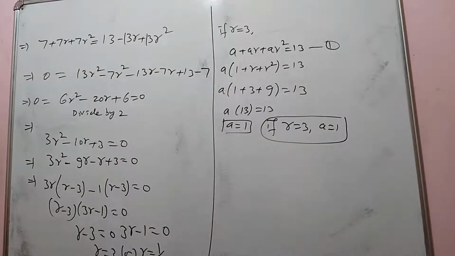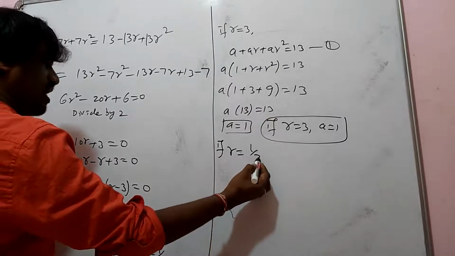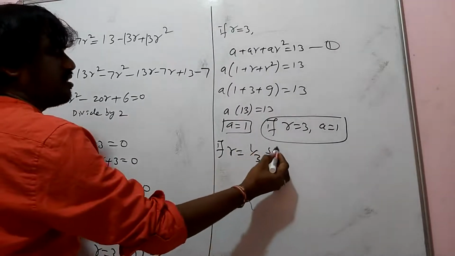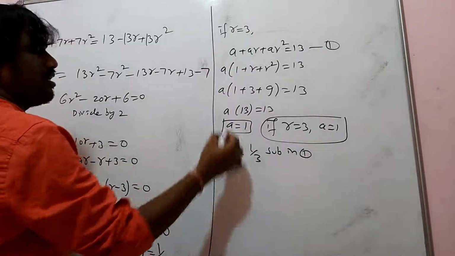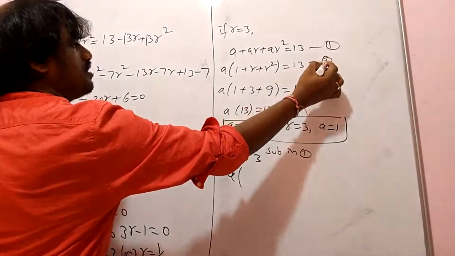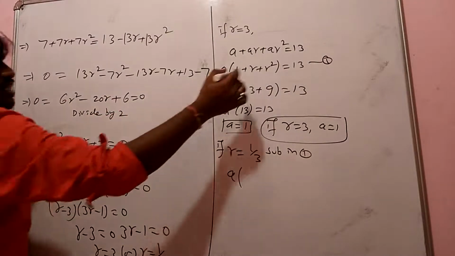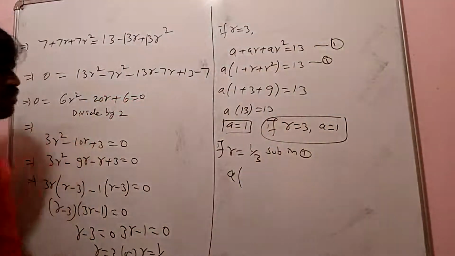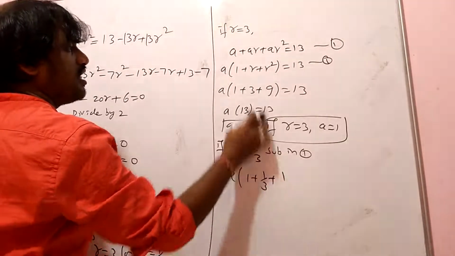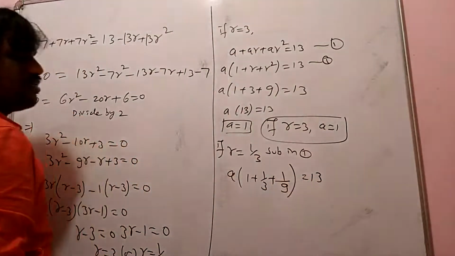Did you understand this? So if r is equal to 1 by 3, then I substitute in the first equation. If I take a common, in this I will substitute. So if I substitute here, 1 plus 1 by 3 plus 1 by 3 square, that is 1 by 9, is equal to 13.